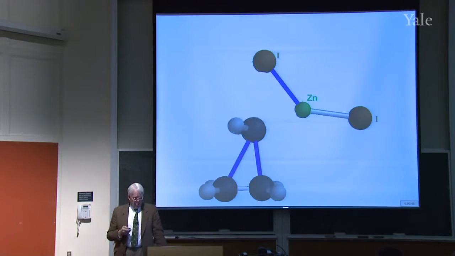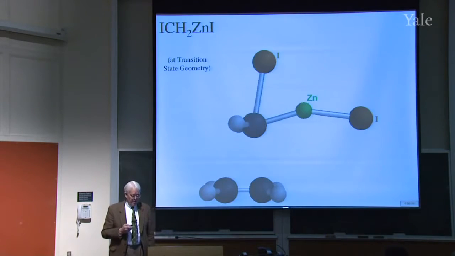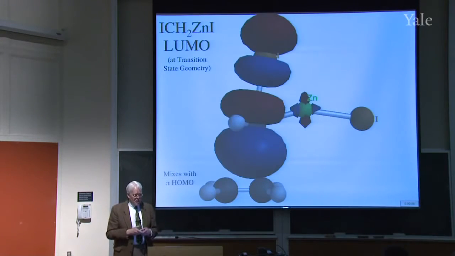So let's look at the orbitals in the transition state for this on the way to making the cyclopropane. Okay? So this is at the transition state geometry, right? And here's the LUMO. What is that LUMO of the zinc reagent?